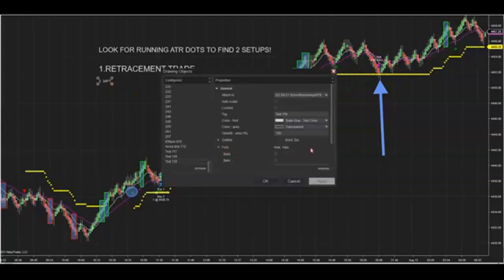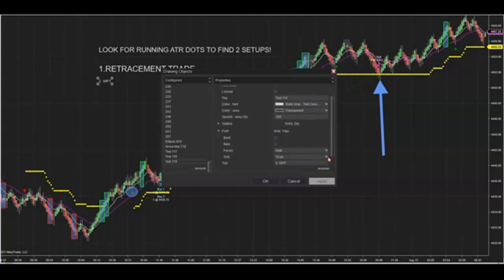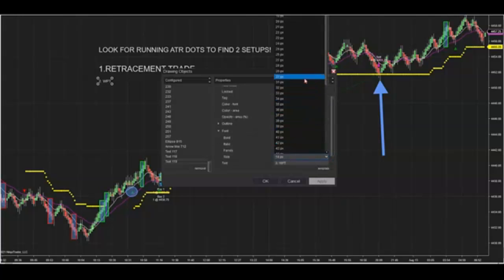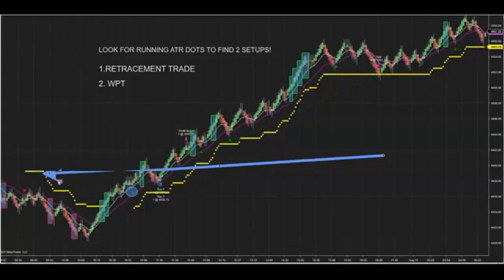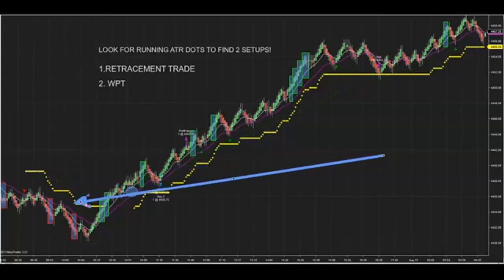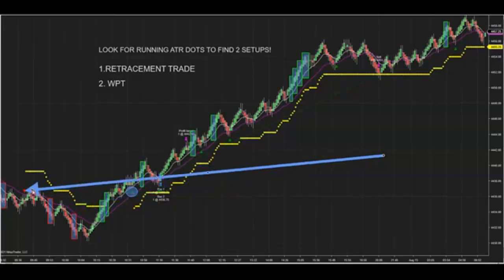So we can wait until the ATRs actually start printing dots or running, and it allows us to be in a possible vertical market. That allows our retracement trades to be more accurate, and it allows our WPT trades to be more accurate also. If you're inside of an ascending ATR, then we look for buy retracements. That's how we do it here. And if the ATR is descending, or above price, then we're looking for sell retracements, like right there.